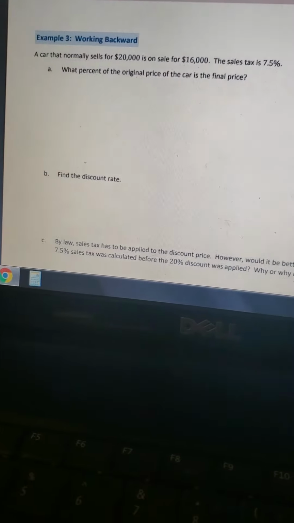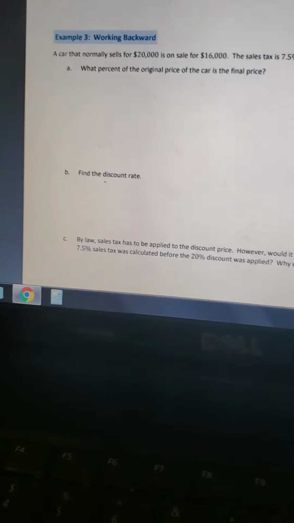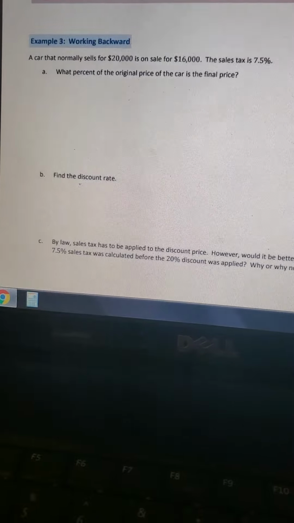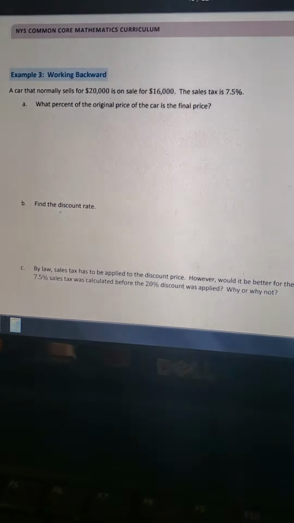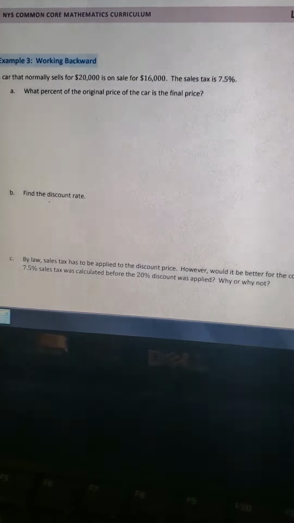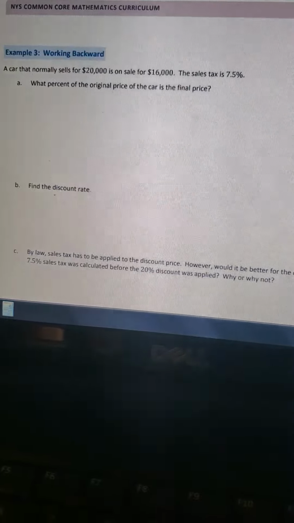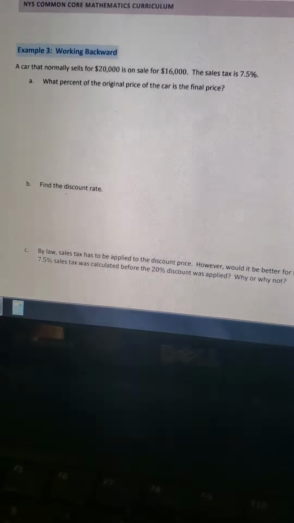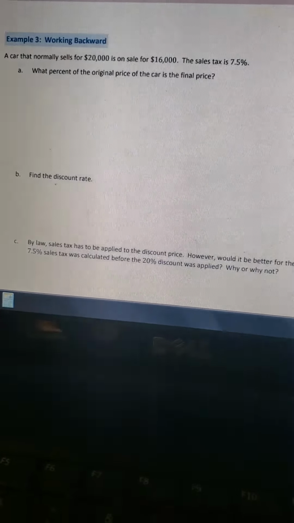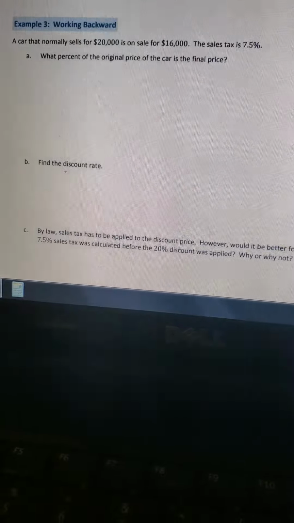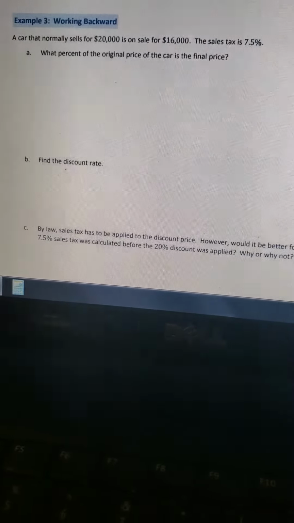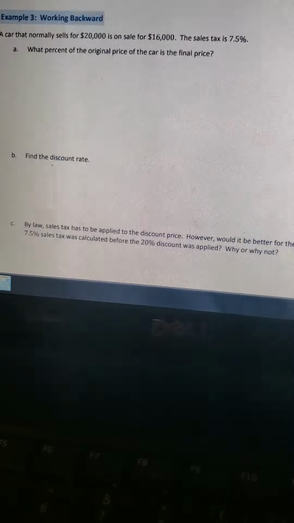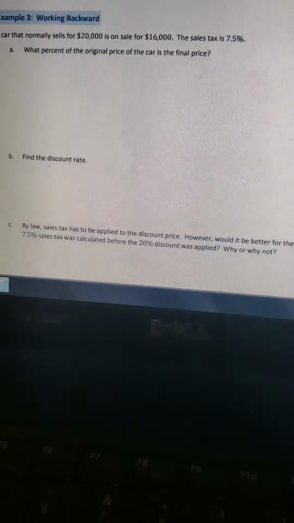Let's move on. So working backwards, this is kind of what I was saying is going to happen. It says a car that normally sells for $20,000 is on sale for $16,000. The sales tax is 7.5%. We'll worry about that later. What percent of the original price of the car is the final price? Go ahead and write out your equation.